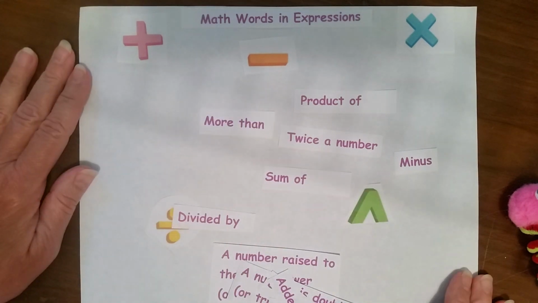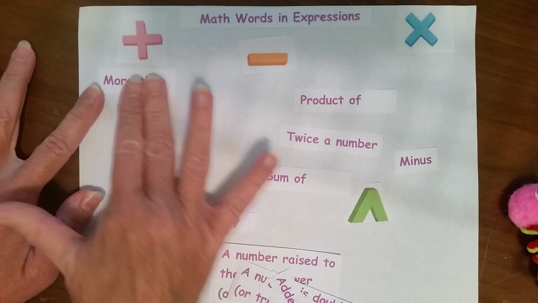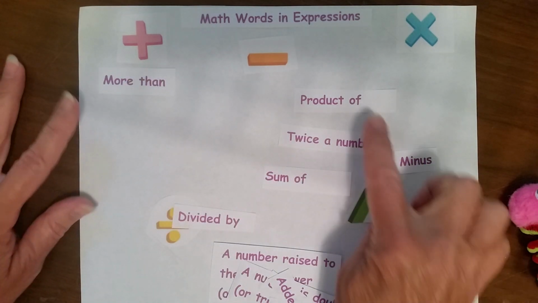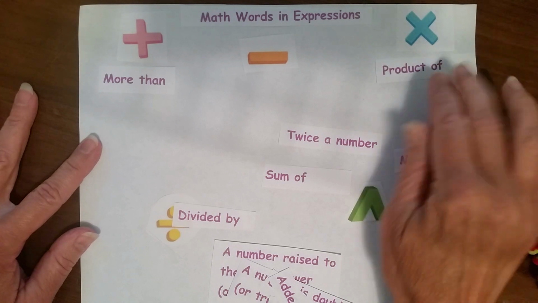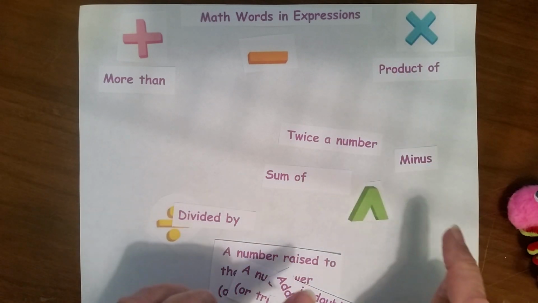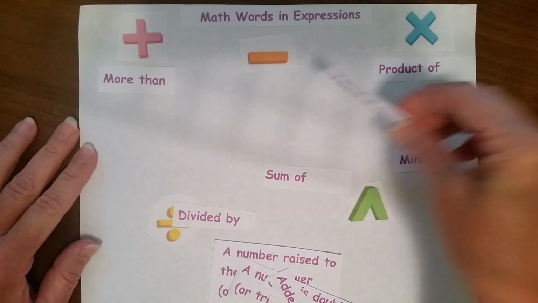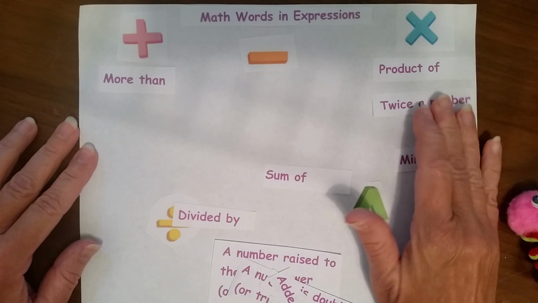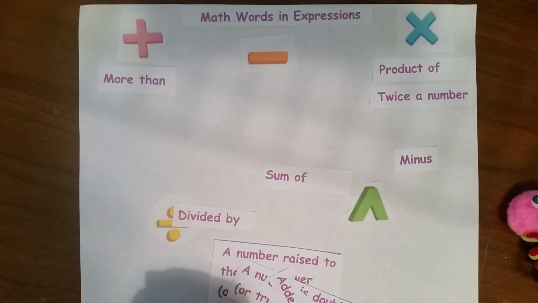Okay, more than. Well, that indicates more than, so that's a plus. We're going to put that under the plus side. Product of. Okay, product means times. So the product of 2 things means you multiply. The product of 8 and 9 would be 8 times 9. Okay, twice a number also indicates times. Twice a number would be 2 times a number, like 2 times x, if x was our number.